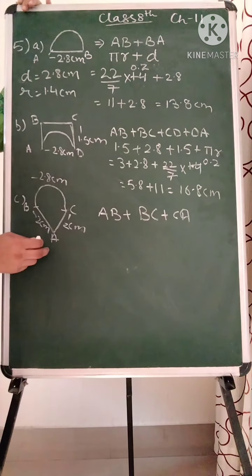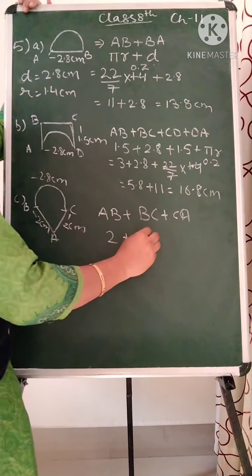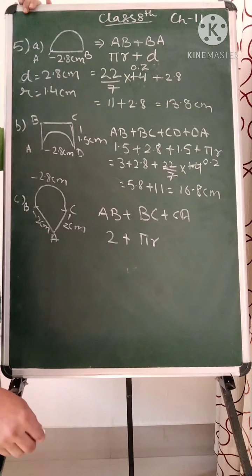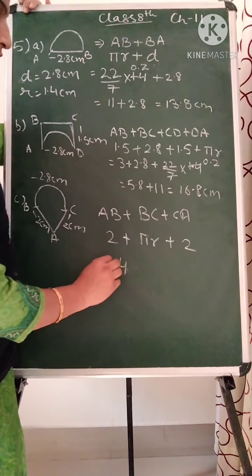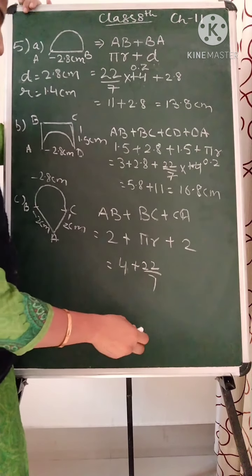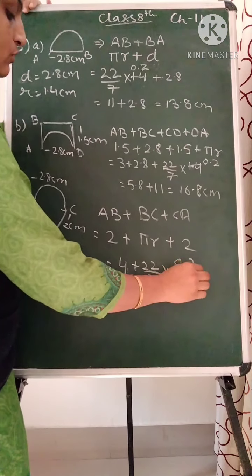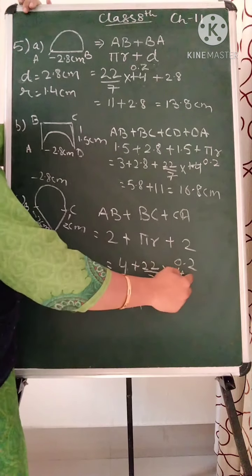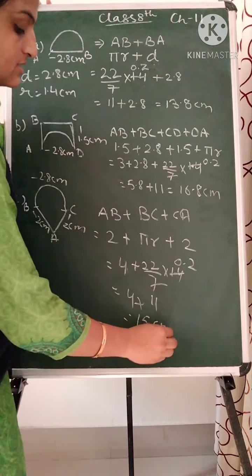Next, C part, from A to B, that is 2. From B to C, it is a curve in the shape of a curve, so that's why it becomes equal to pi r. C to A, 2. 2 and 2, 4. Pi r, 22/7. R value is 1.4. That's why 0.2. 4 plus 22 into 0.2, 11. Your answer is 15 centimeter.